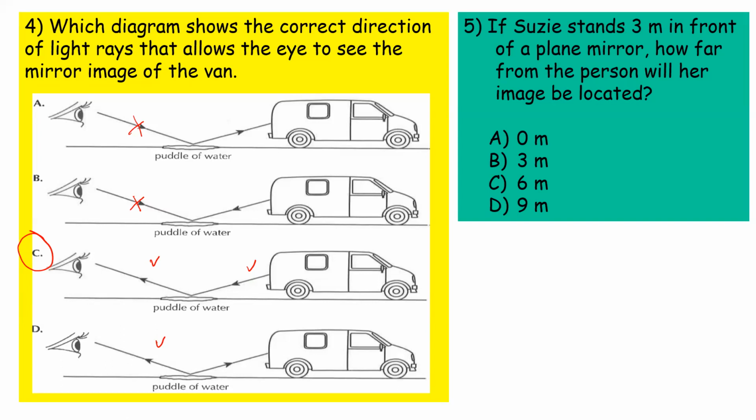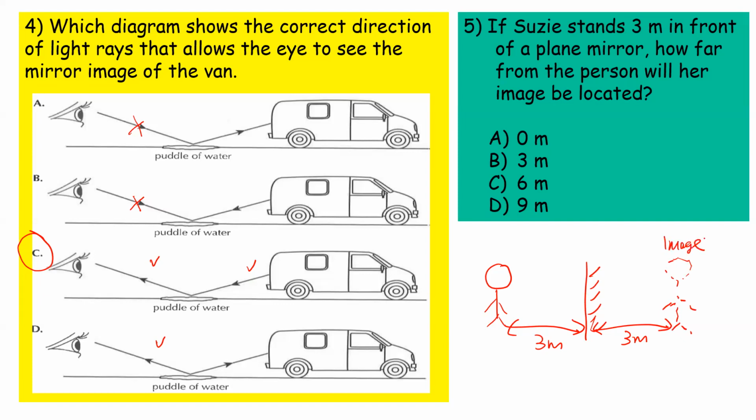If Susie stands 3 meters in front of a plane mirror, how far from the person will the image be located? Whenever you are faced with such a question, it will be good to draw diagrams. Okay, so I have Susie over here, which is 3 meters in front of a mirror. Usually I will need to draw diagrams. And then where will be her image? You should know that it will be equal distance. So her image will also be 3 meters. I do a dotted line because it's a virtual image. So this will be her image. It will also be the same distance, 3 meters behind the mirror.